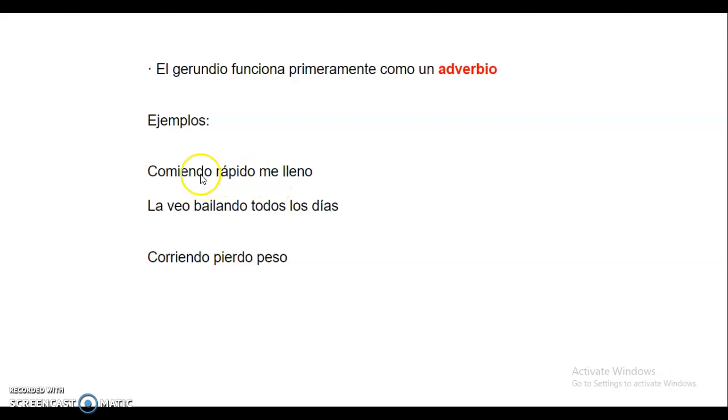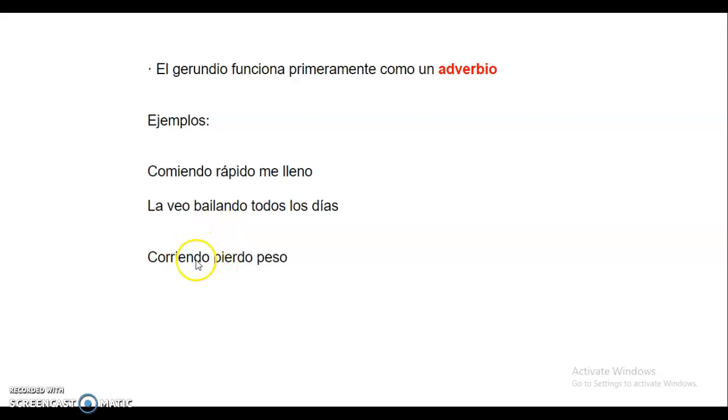Comiendo rápido me lleno. Okay, eating fast, I get full. But typically we don't start a sentence like comiendo rápido, eating. We don't use those like you do them at the beginning of a sentence. La veo bailando todos los días. This is a more typical one to do. Like, oh, I see her dancing every day.